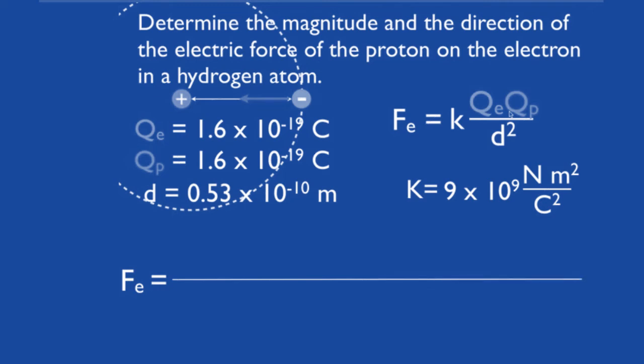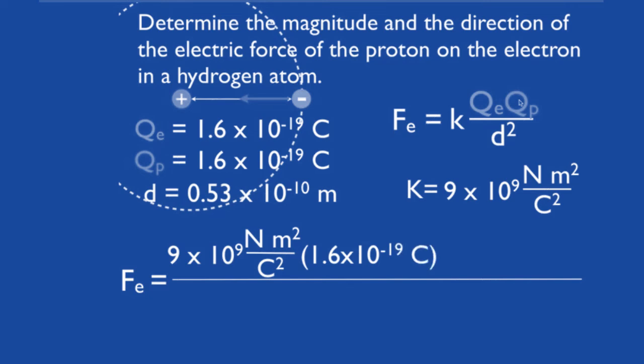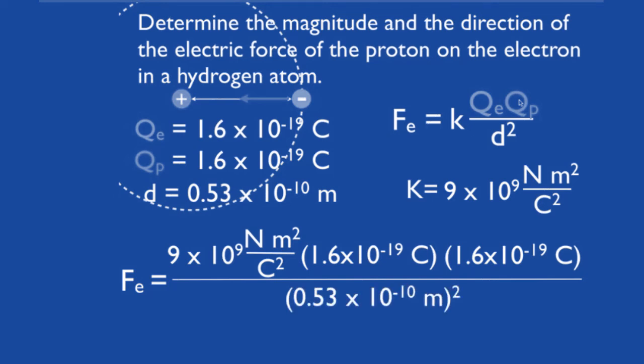So the electric force is k times Qe times Qp, so I write down k, 9 times 10 to the 9 with the units, multiplied by 1.6 times 10 to the minus 19, again 1.6 times 10 to the minus 19, the charges, and then I am going to divide by the square of the distance.